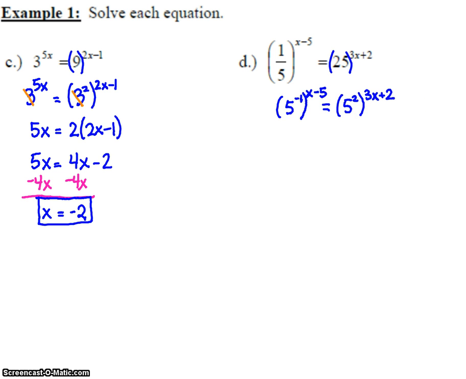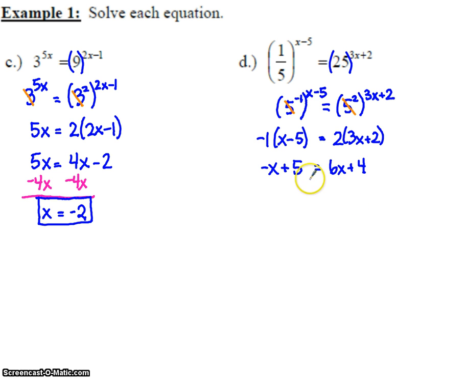The cool part is we now have a common base here and a common base here, and we can set our 2 exponents equal to each other. So we have a negative 1 on the left times x minus 5, and on the right, we have this 2 times the 3x plus 2. So you can distribute now on the left. You have a negative x plus 5. And on the right, you get a 6x plus 4.